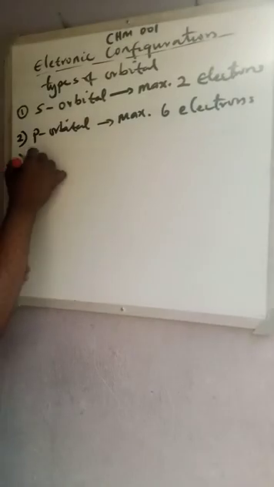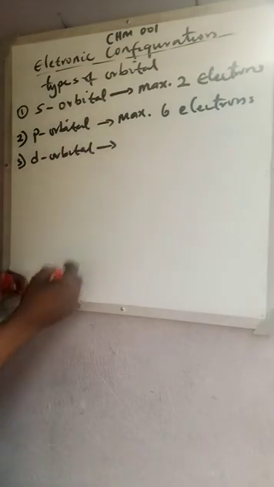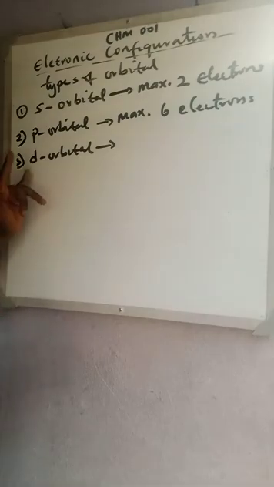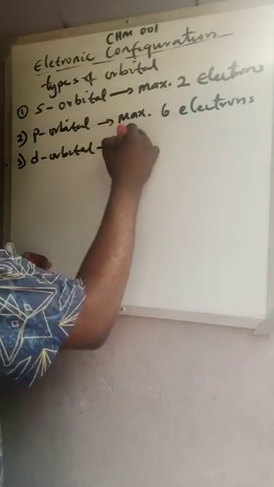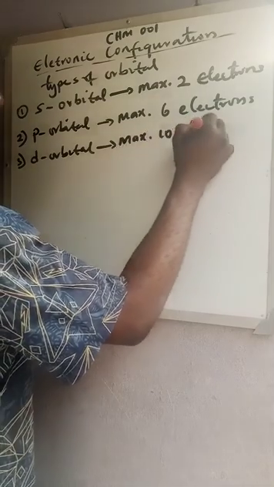Number 3 is the d orbital. The d orbital has 5 atomic orbitals, each of the orbitals containing 2 electrons arranged in opposite spin. The d orbital takes a maximum of 10 electrons.